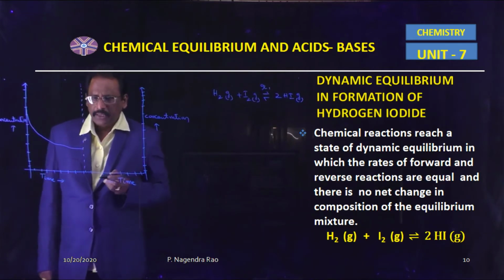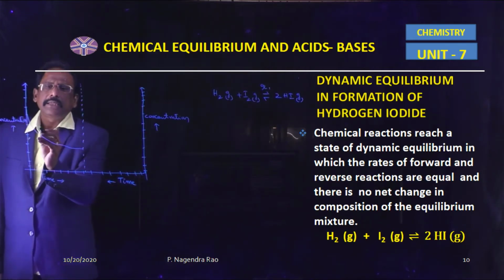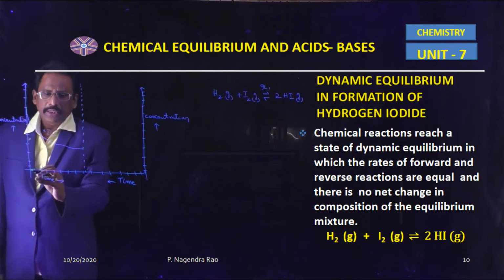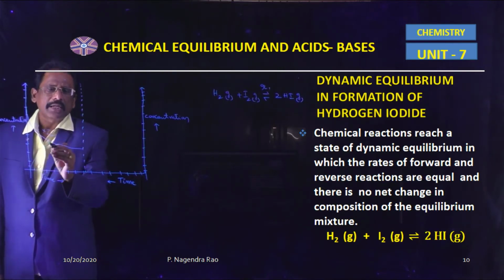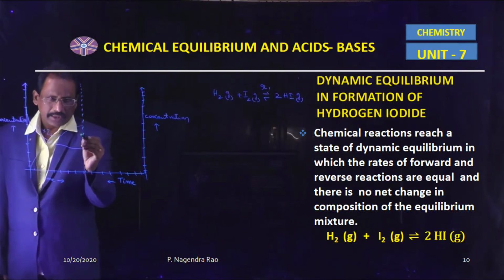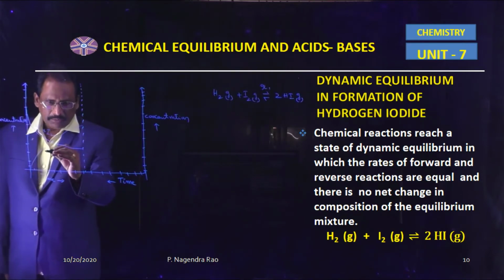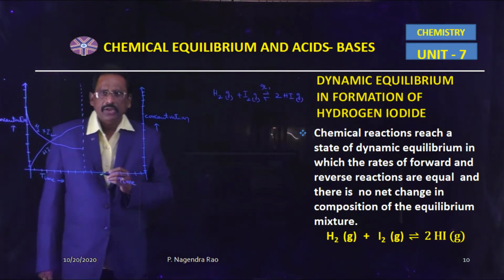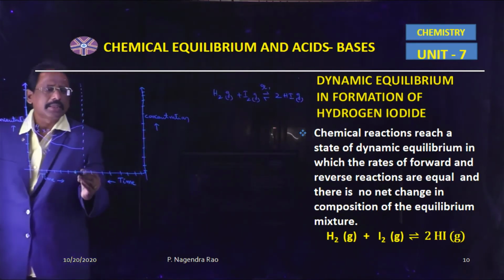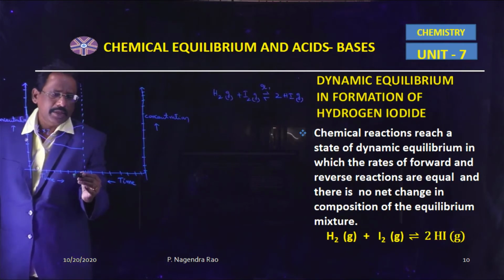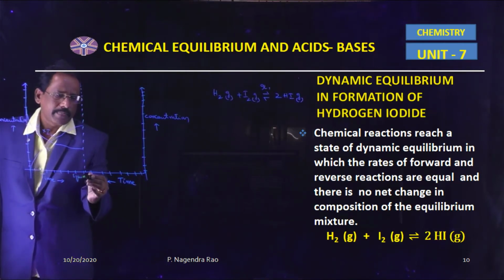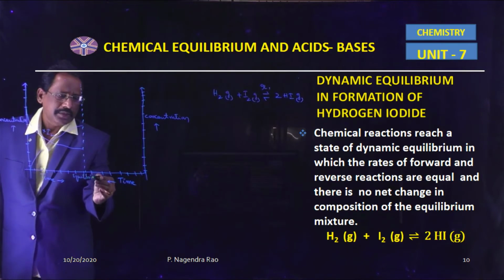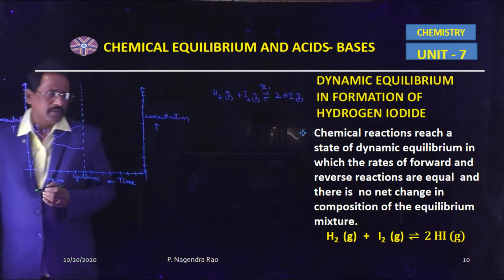In this example, the reactants are H2 and I2, and slowly the product's concentration increases. Here the product is HI. All are in gaseous phase. Now this is the dynamic equilibrium stage. That means at this stage R1 is equal to R2.